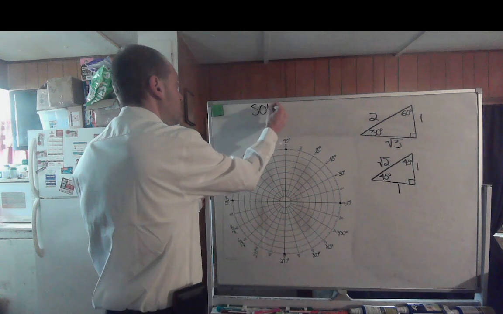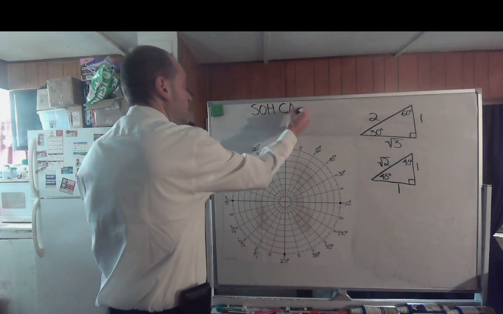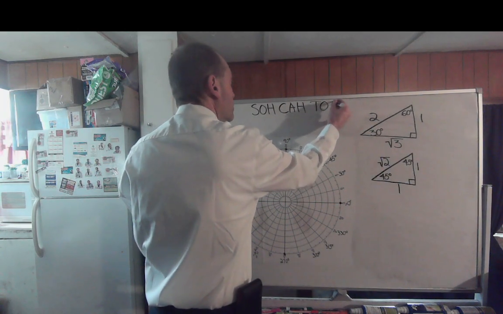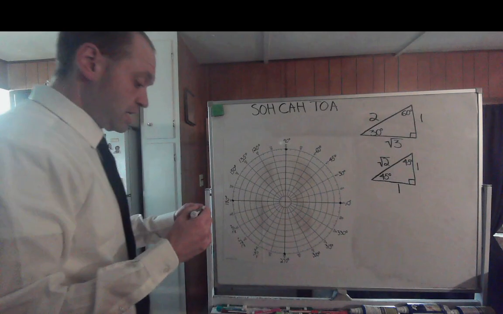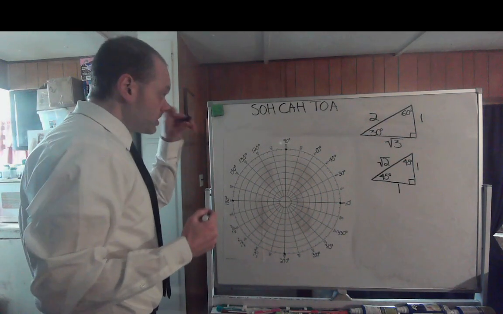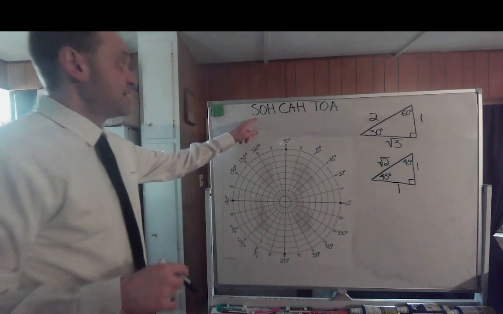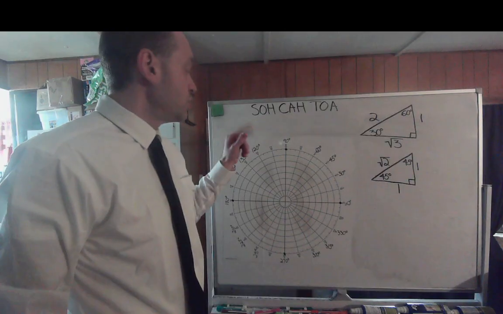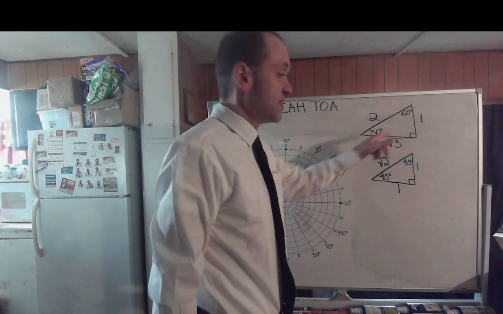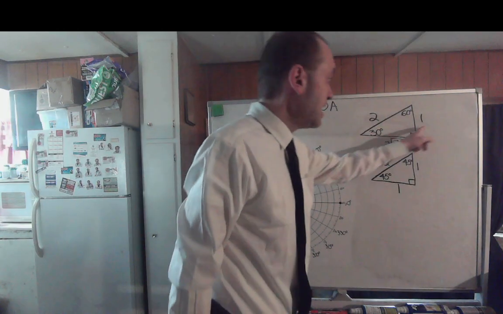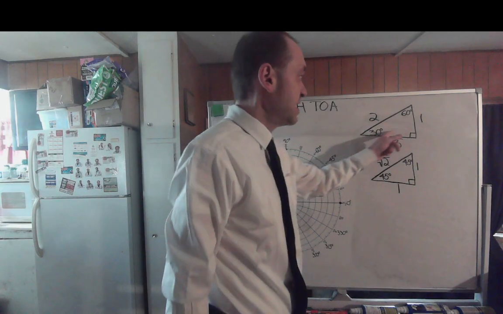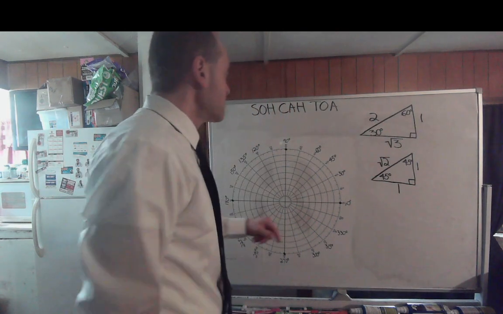so, so ka toa. So, the so part means sine is opposite over hypotenuse. So if I want to take the sine of this 30-degree angle, it's the leg opposite the 30 degree divided by the hypotenuse. So that would give me the sine of 30 is 1/2.